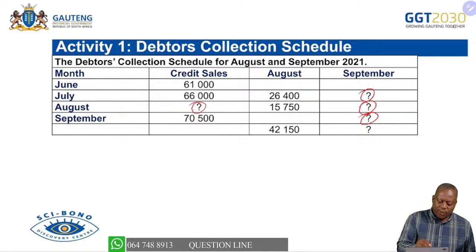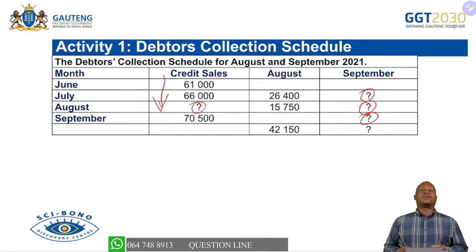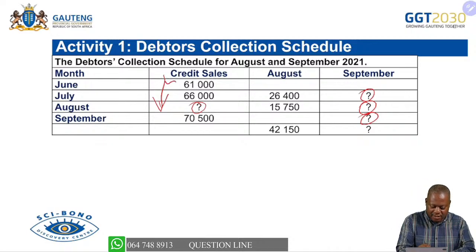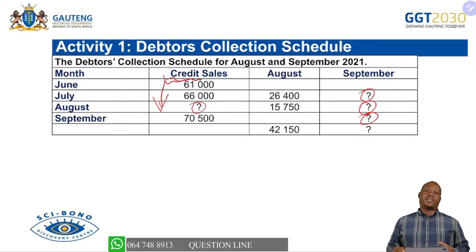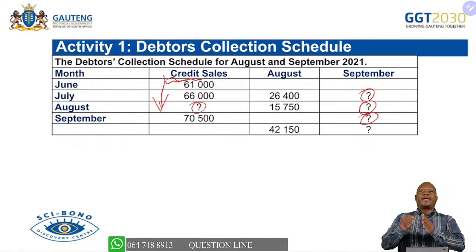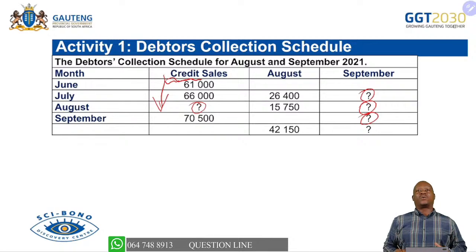Now, what we need first are the credit sales. Don't try to attempt a question on the debtors collection schedule with a figure that is missing on credit sales. And please take note, I would love to underline this. Credit sales, not total sales, credit sales. And remember what our question says. 75% of all sales are on credit. And the rest, which we agreed is 25% now, is cash.